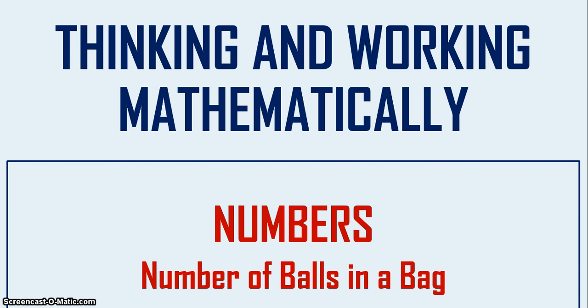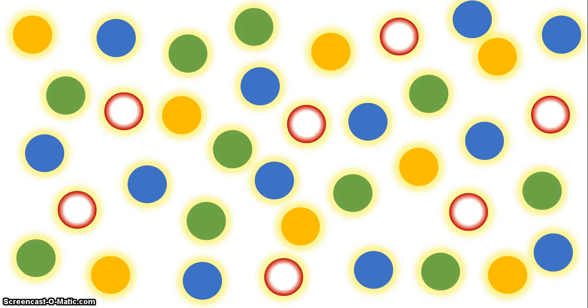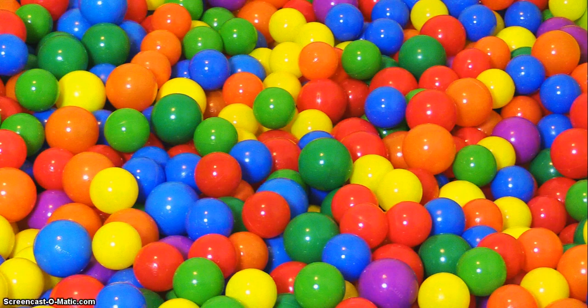Again, we consider the topic number once more. But today we are looking at the number of balls in a bag, where you have different colors of balls. How do you know the total number of balls based on the available information? Balls everywhere. So let's continue.